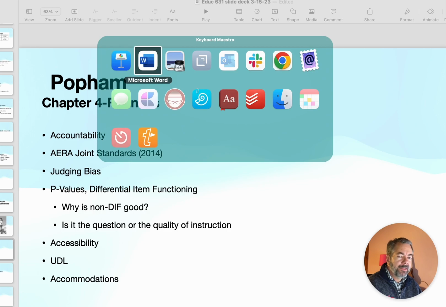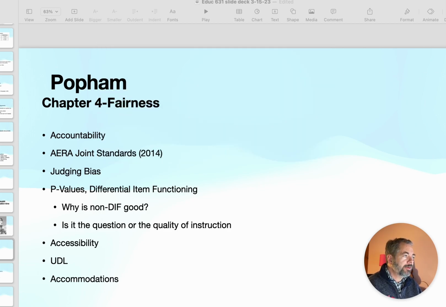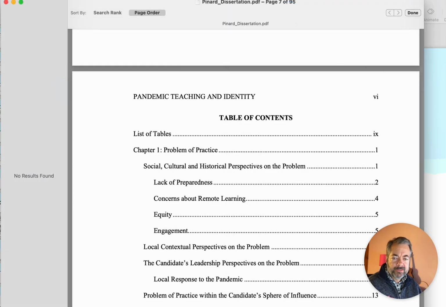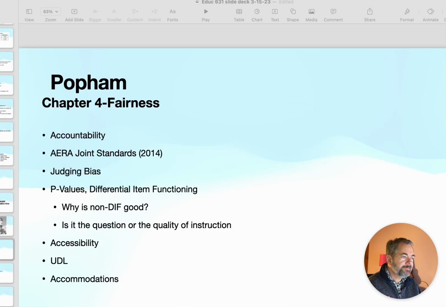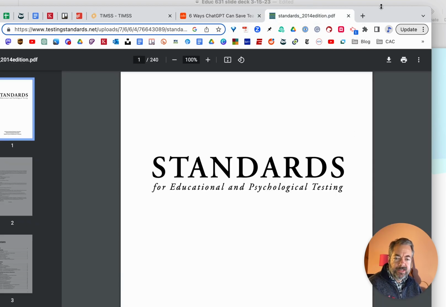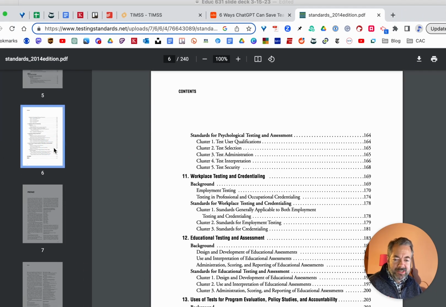See if I can pull it up. The AERA Joint Standards. This is the American Educational Research Association. I've got to get the right document. That's not it. Maybe I don't have it. Oh, I know, it's on my Google Chrome. Let's see. Right there. So this is the standards, and I don't suggest you read this necessarily.